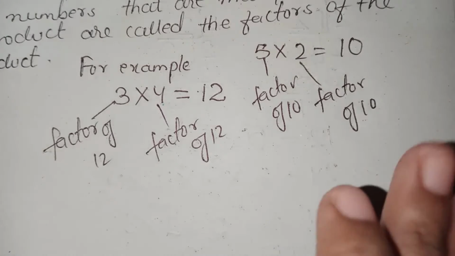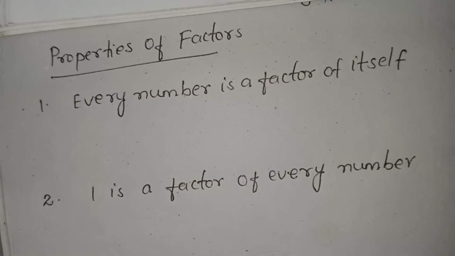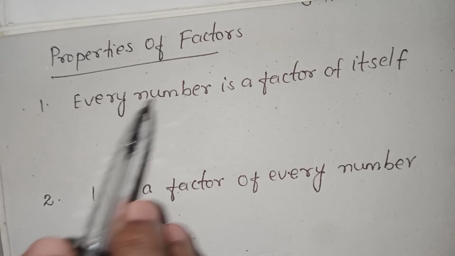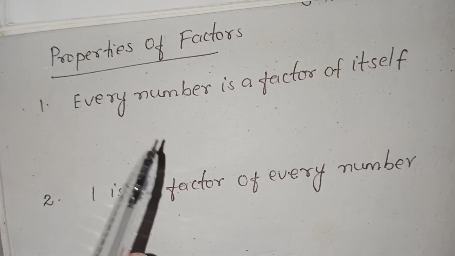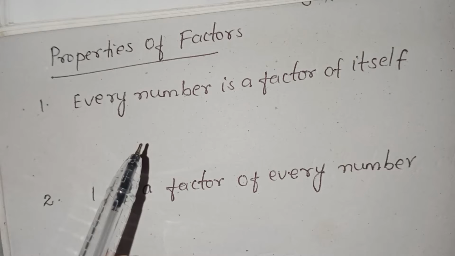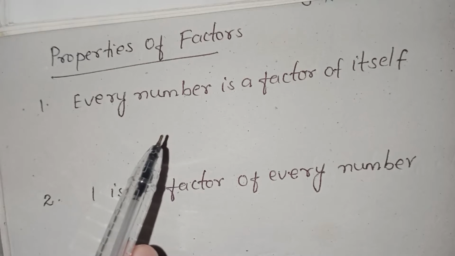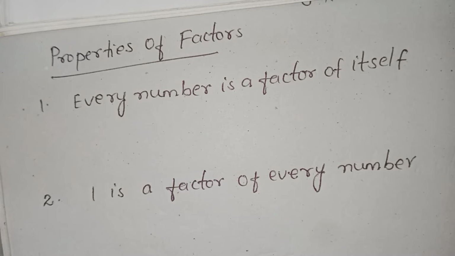So now let us see a few properties of the factors. Properties of factors. Number 1 property is what? Every number is a factor of itself. This means that when we multiply the number with 1, we get the same number. That means every number is a factor of itself. If you see the table of 1, you see that the products are the same as the multiplier.